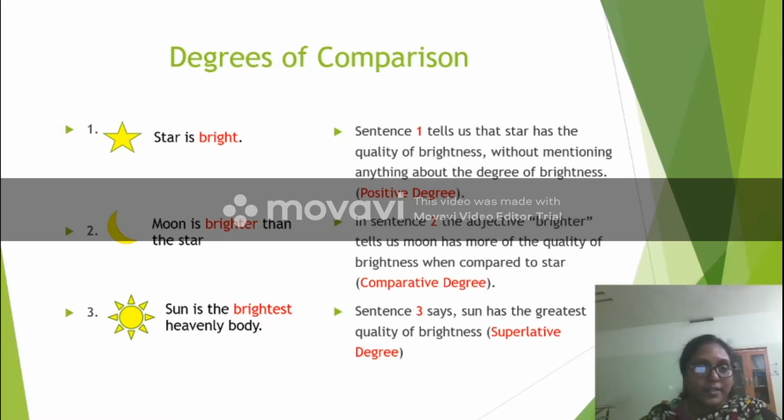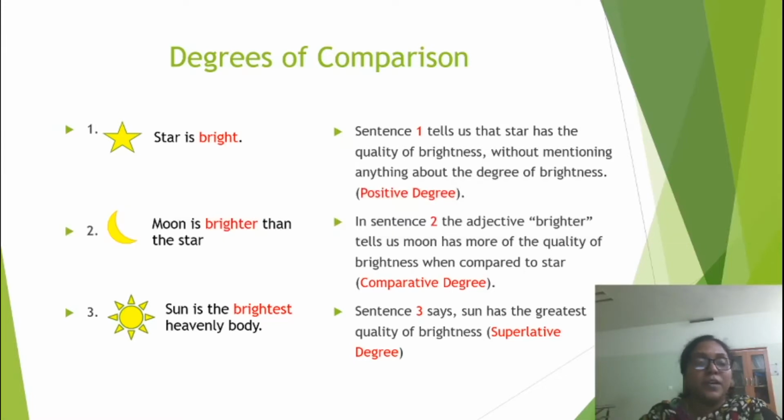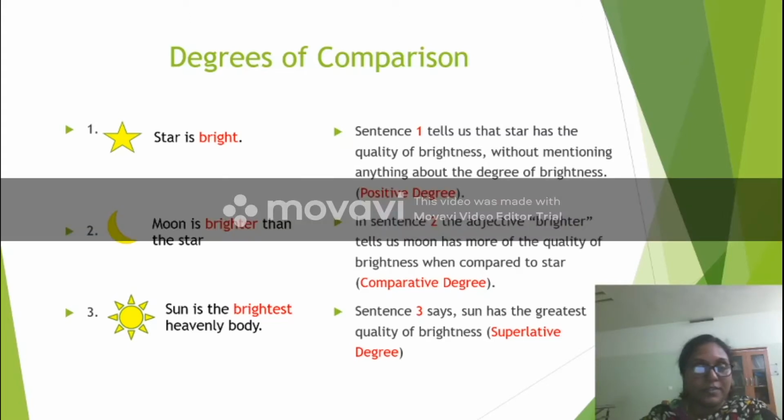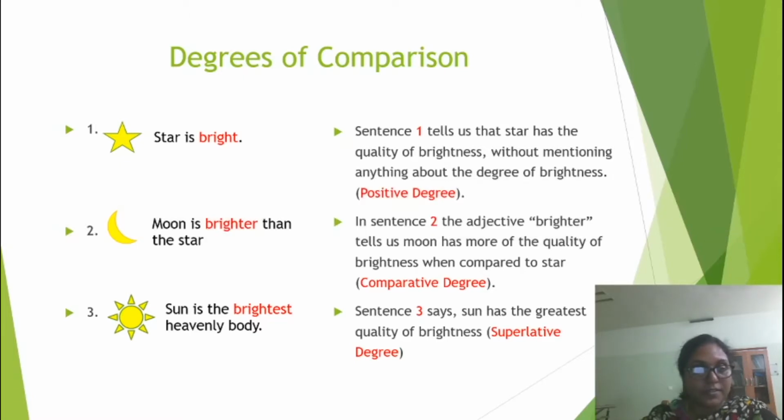The first sentence is in the positive degree, and we are going to study it in detail. The first sentence states a fact. It is not for comparison, it just states a fact: star is bright. The second sentence, on the other hand, compares the brightness of the moon with the star and states that moon is brighter than the star. The third sentence states that sun is the brightest heavenly body.